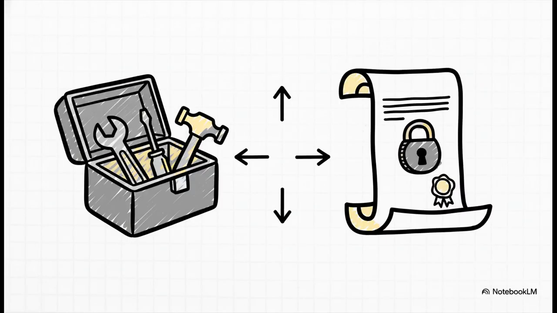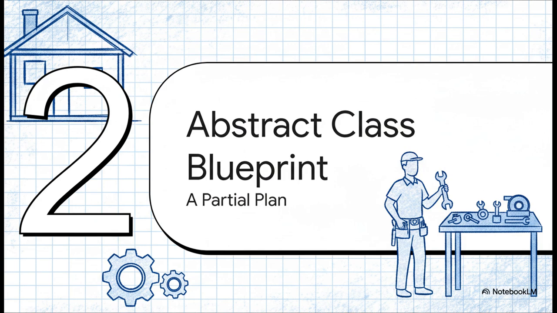And that brings us right back to our main event. In Java, we've got two primary tools for creating these kinds of blueprints. We have the flexible abstract class and the super strict interface. All right, let's kick things off with our first tool, the abstract class.